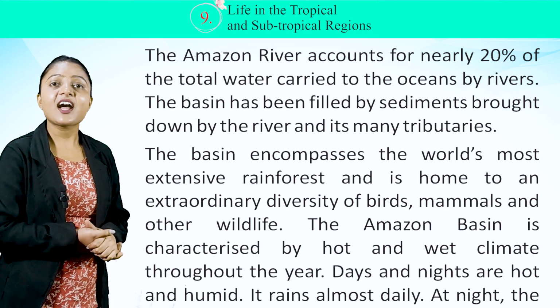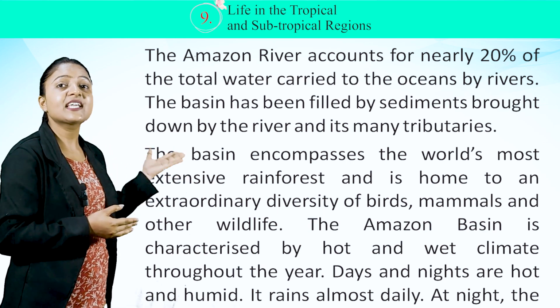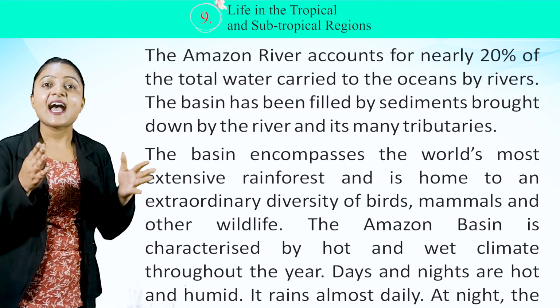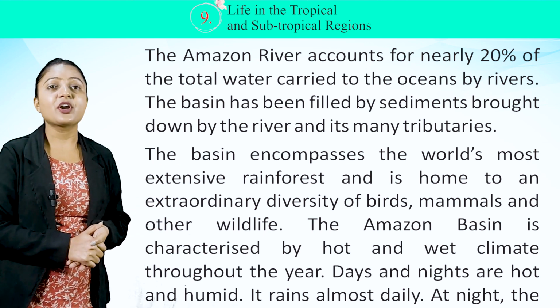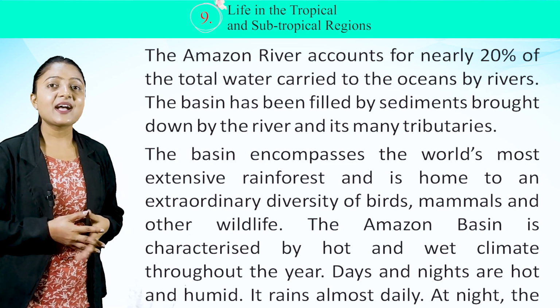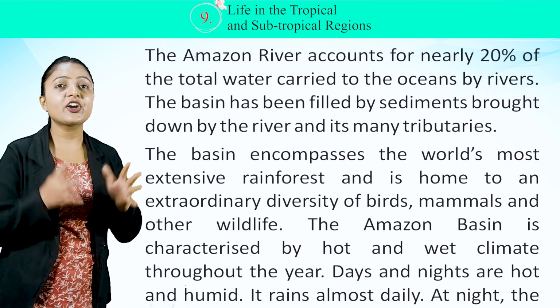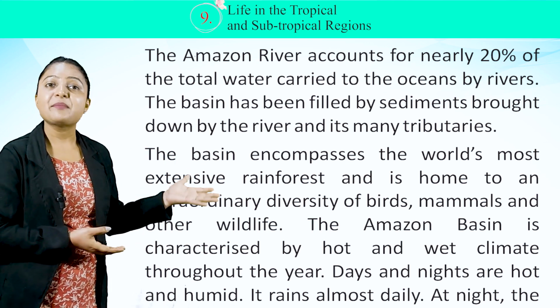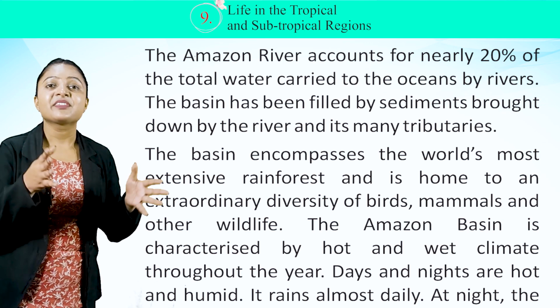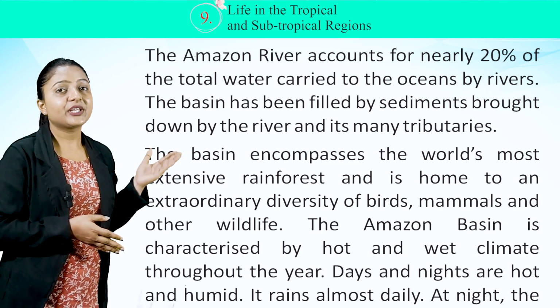The Amazon River accounts for nearly 20% of the total water carried to the oceans by rivers. The basin has been filled by sediments brought down by the river and its many tributaries. The basin encompasses the world's most extensive rainforest and is home to an extraordinary diversity of birds, mammals, and other wildlife. The Amazon Basin is characterized by a hot and wet climate throughout the year.